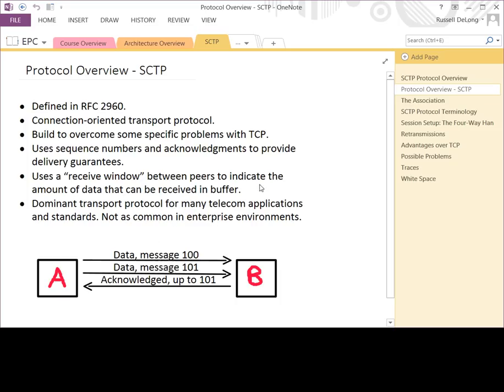Receive window just refers to how much information a system can handle at any given time. So if B had a low receive window, A wouldn't just spam it with data that it's not able to deal with before B acknowledges and releases traffic from its buffer. And again, it is the dominant transport layer protocol for telecommunications. We just talked about that as well.